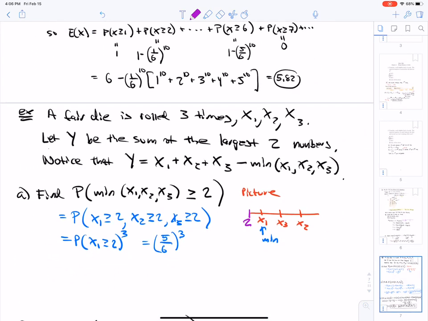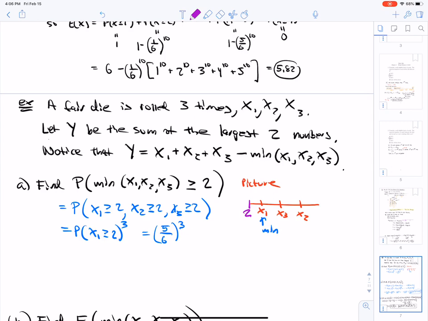So here's another example. If a fair die is rolled 3 times, x1, x2, x3, let y be the sum of the largest 2 numbers. So notice that you can write y as x1 plus x2 plus x3 minus the minimum, and we're asked to find the expectation of y eventually. You can break this up because the expectation of y will be the expectation of x1 plus the expectation of x2 plus the expectation of x3 minus the expectation of the minimum.